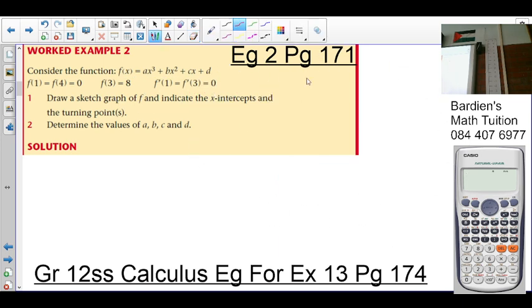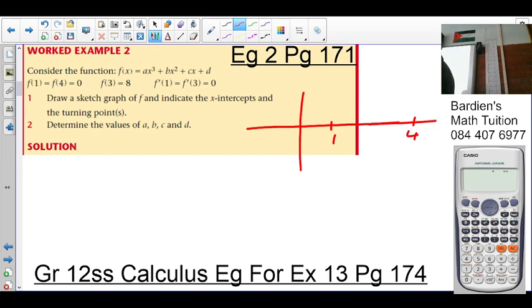Alright. So let's go again. Consider the function f of x equals ax cubed plus bx squared plus cx plus d. We know that that is a cubic function. How do we know that? The highest exponent on x is 3. So if f of 1 is equal to f of 4, which is equal to 0, what does that mean? When do we set f of x equal to 0? When we work out our x-intercepts. So that means the graph is going to cut at 1 and at 4.